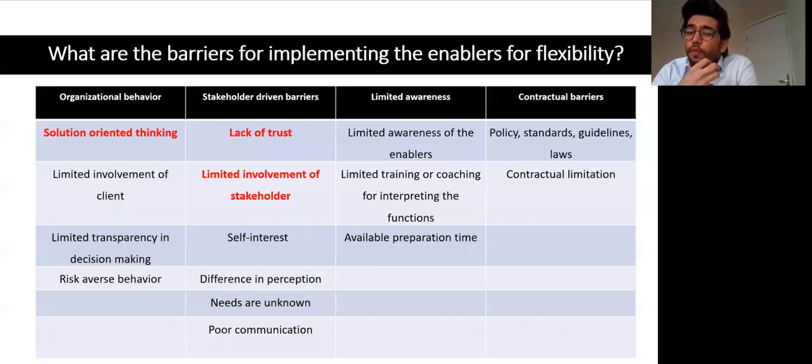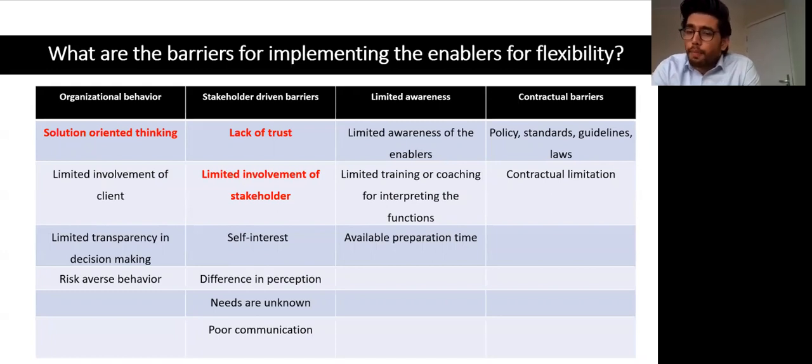So now our aim was to implement the three enablers in the project to enhance flexibility. Interviews were conducted with several project managers and their teams, and after the discussion, it was observed that they are facing some challenges in implementing the three enablers in their project. A list of 15 barriers which can hinder the implementation of the enablers was formulated, which is categorized into 4 categories as mentioned in the table.